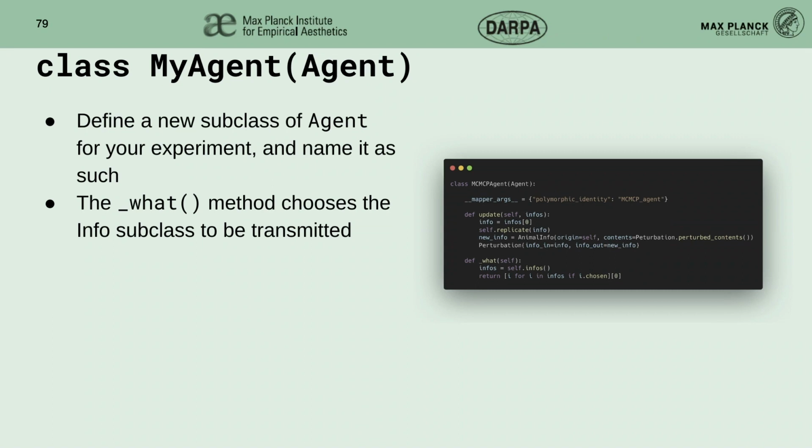And then this says, okay, and I want you to also record that this happened, that it went from info to new info using a perturbation. And the reason this is last is because this defines a relationship between the two infos. It doesn't handle the creating of the info for you.